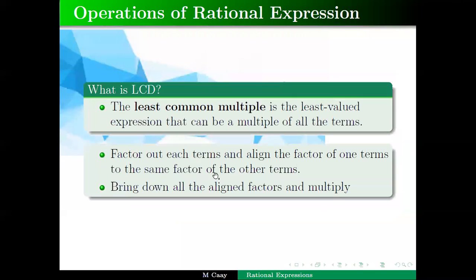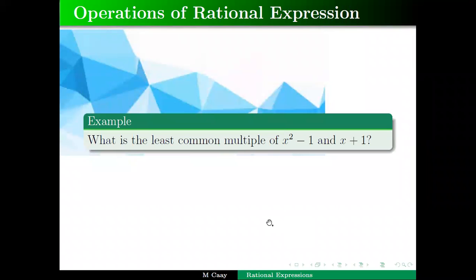That's the rule. So there are only two rules to remember. First is we factor them out and align. And then once they're aligned, you have to bring them down and then you multiply. So that's our LCD. So let's consider this for example. So we have x squared minus 1 and x plus 1.